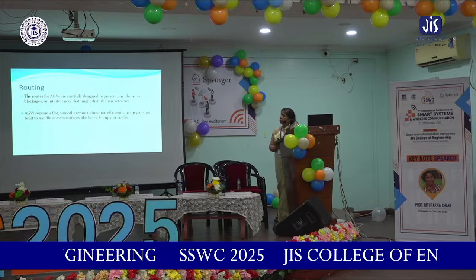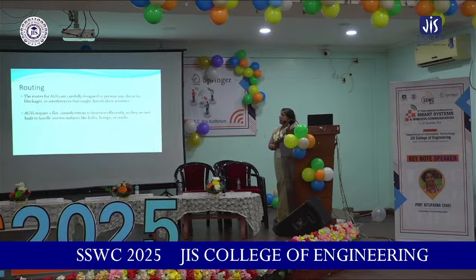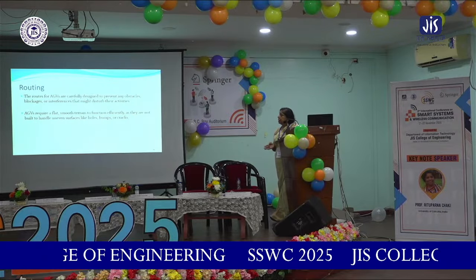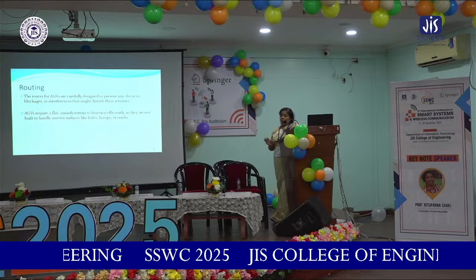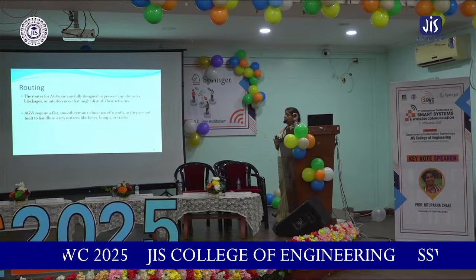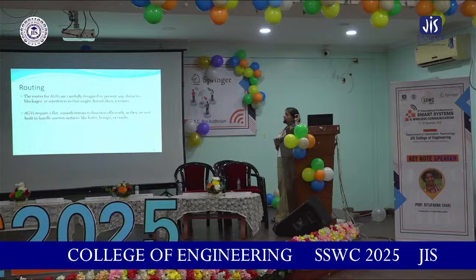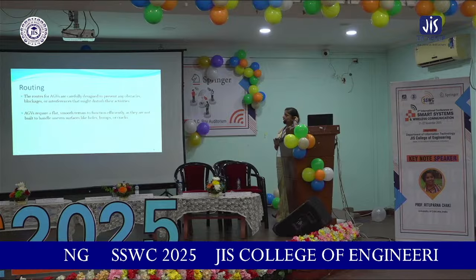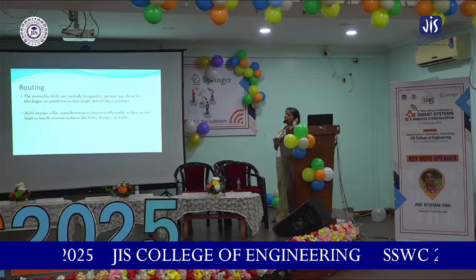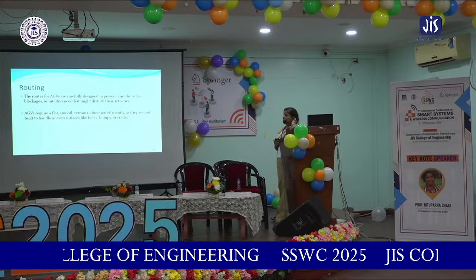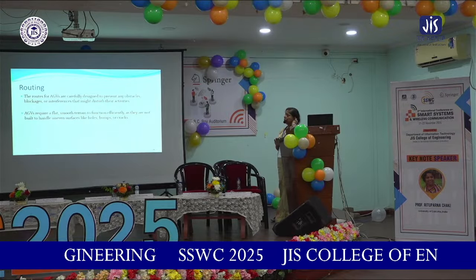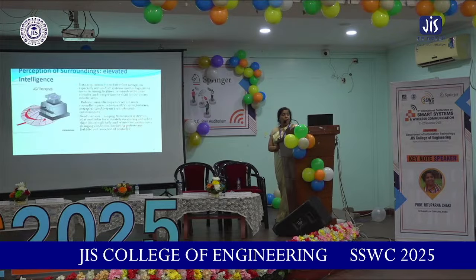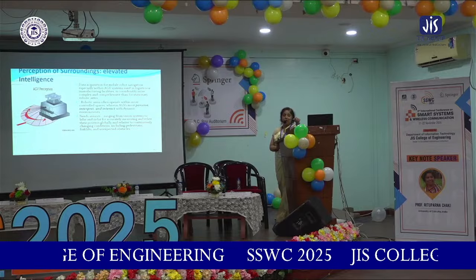The routes for AGVs are to be carefully designed in order to prevent any obstacles, blockages or interferences that might disturb their activities. Remember that they require a flat, smooth terrain to function efficiently, as they are not built to handle uneven surfaces like holes, bumps or cracks. In order to understand that there is a bump across, they have to be programmed in a separate manner. Of course, they have to have a very good sense of perception of their surroundings.